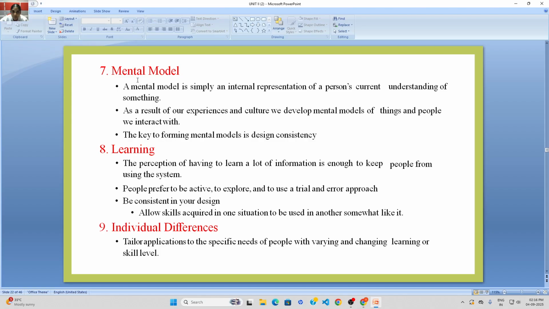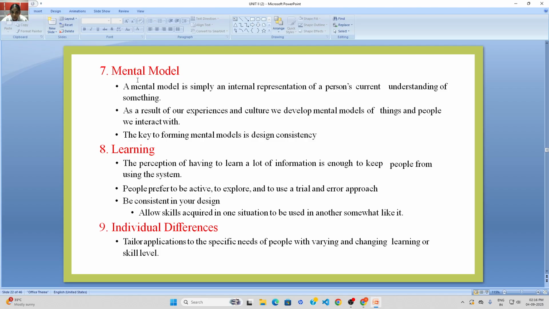Mental model. A mental model is simply an internal representation of persons, of what we are going to understand. It is a simple internal representation for each person. As a result of our experience, culture will develop mental models of things and people. Already we have said that a mental model is simply an internal representation of persons for understanding something. Likewise, our experiences and culture will develop mental models of things and people.